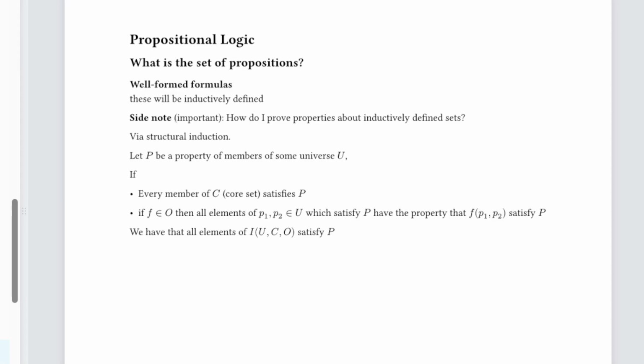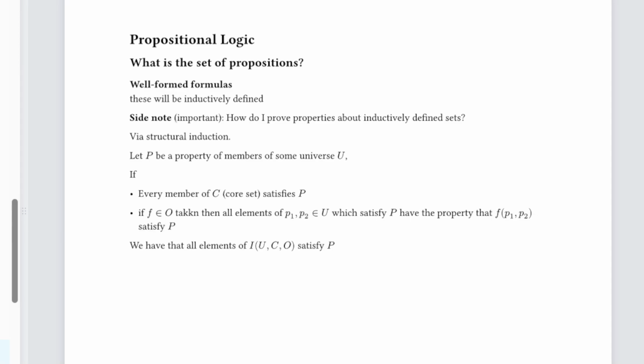Now, if we want to extend this, taking n inputs, so I'm now adding this condition that instead of the function taking just two inputs, it will take n inputs. And it's pretty simple. All you have to do is you just extend to n elements of U which satisfy P. Then this function f applied to these elements will satisfy P, and then you have the same result. Okay.